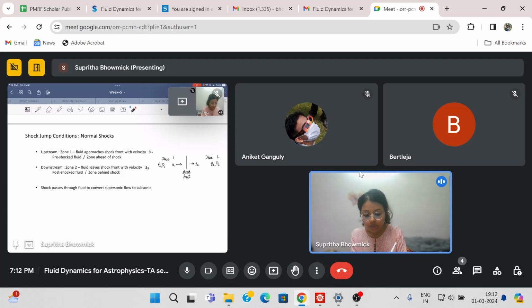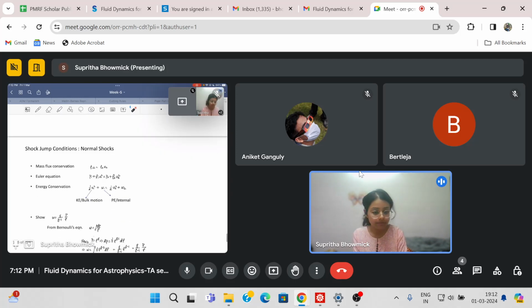Right. So what the shock front does is it converts fluid parcels in zone 1, which we will see are supersonic. We will derive jump conditions and we will see that the fluid over here is supersonic. What this shock front will do is convert flow in this zone from supersonic to subsonic. So we'll derive jump conditions.